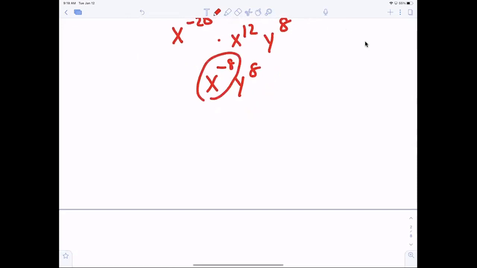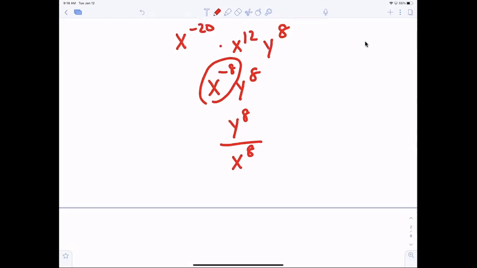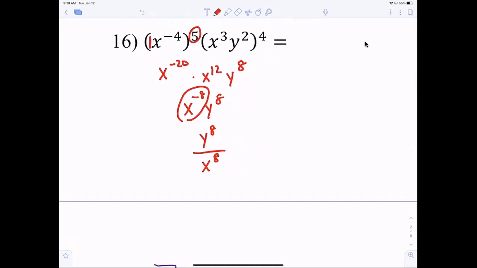Move the negative exponent. So, y to the 8 over x to the 8. Yay, y to the 8th over x to the 8th. Come on, Max. You can do this. All right, you have any questions on that? All right, good job. All right, anybody else on number 16?